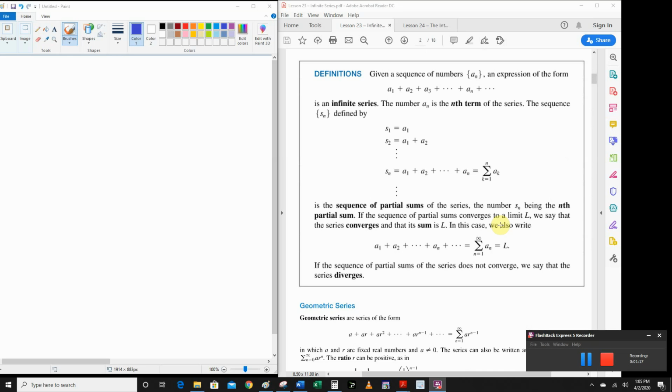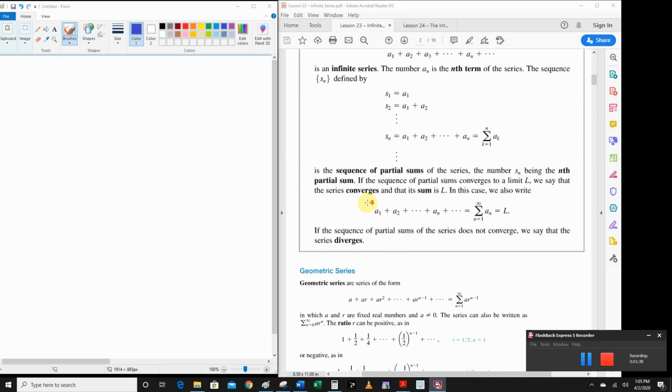As it says here in the definition, if the sequence of partial sums converges to a limit L, we say that the series converges and that its sum is L, or the limit. If the sequence of partial sums of the series does not converge, we say that the series diverges.